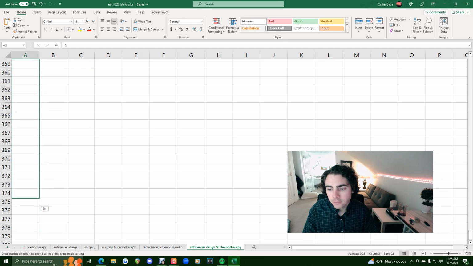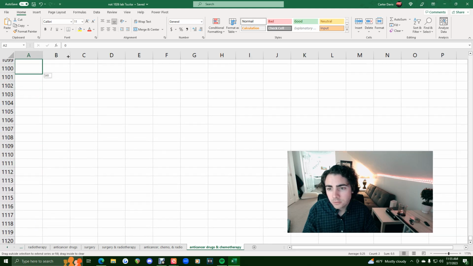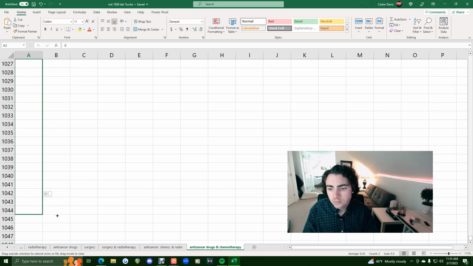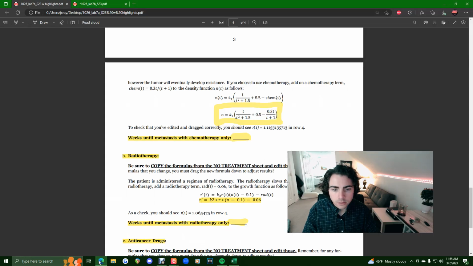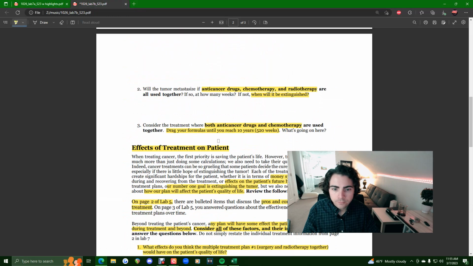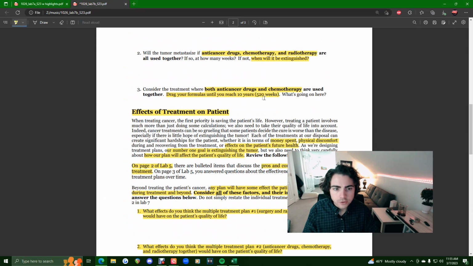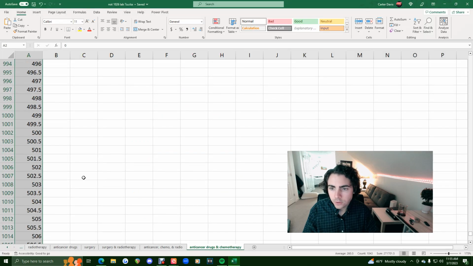I think it said something about eventually going up to like 500 weeks, so I'm going to go ahead and drag it down to that. I think it's at 520 maybe. Let's go to 521. Let me double check that. Yeah, they said eventually going to 10 years or 520 weeks. Okay. So that's why I've done that.